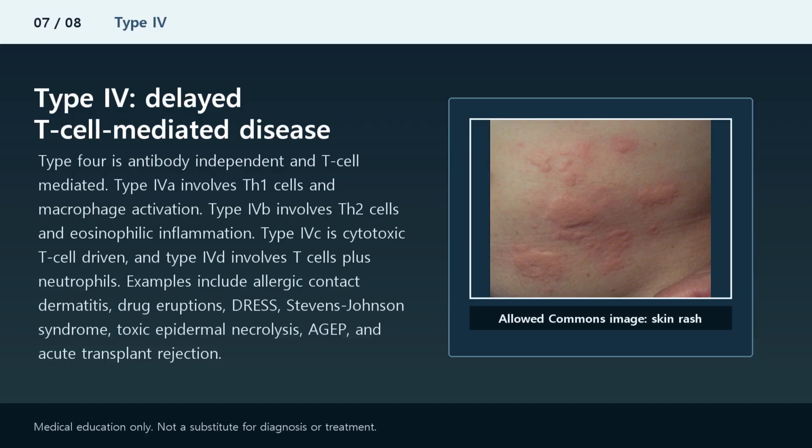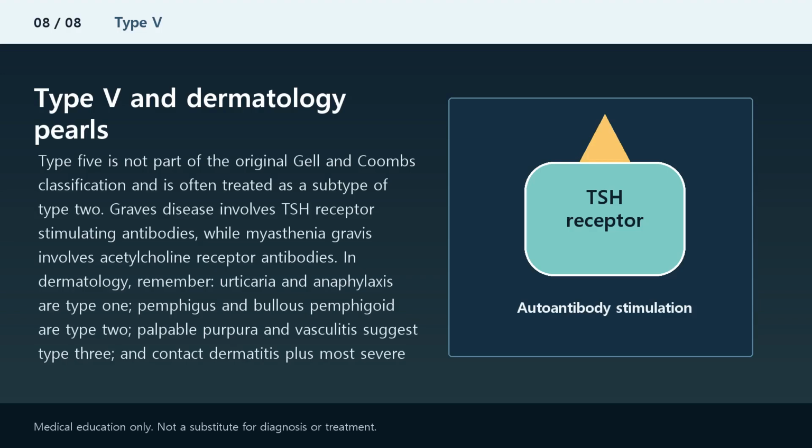Examples include allergic contact dermatitis, drug eruptions, DRESS, Stevens-Johnson syndrome, toxic epidermal necrolysis, AGEP, and acute transplant rejection. Type 5 is not part of the original Gell and Coombs classification and is often treated as a subtype of type 2. Graves' disease involves TSH receptor stimulating antibodies, while myasthenia gravis involves acetylcholine receptor antibodies.